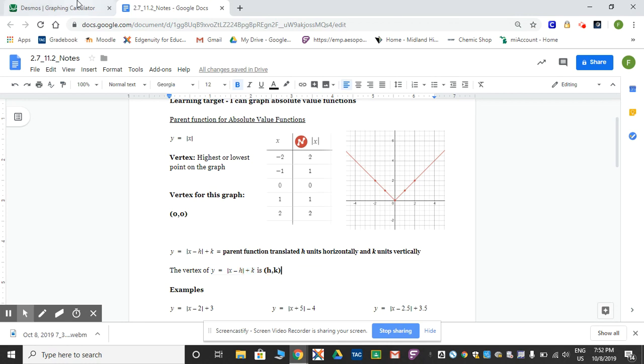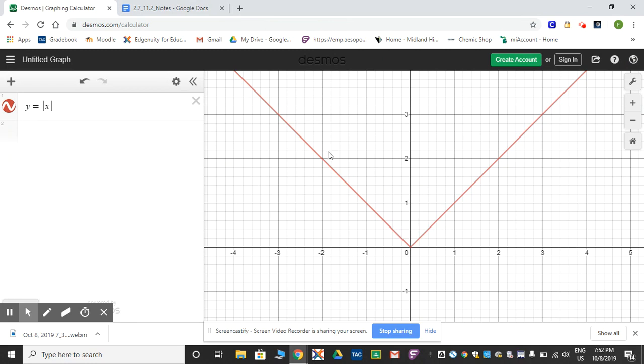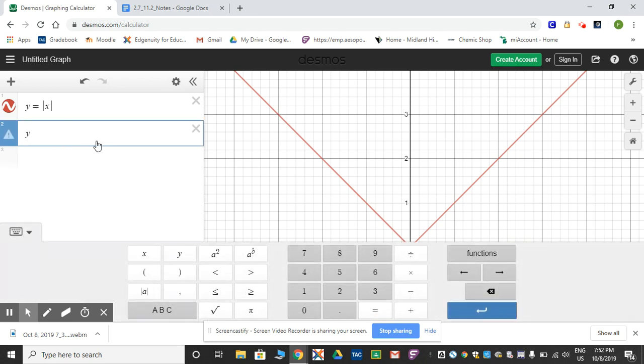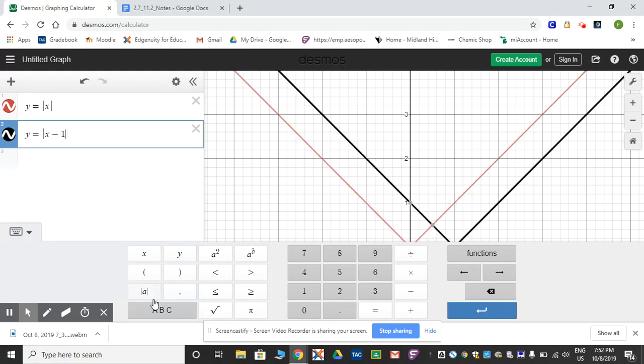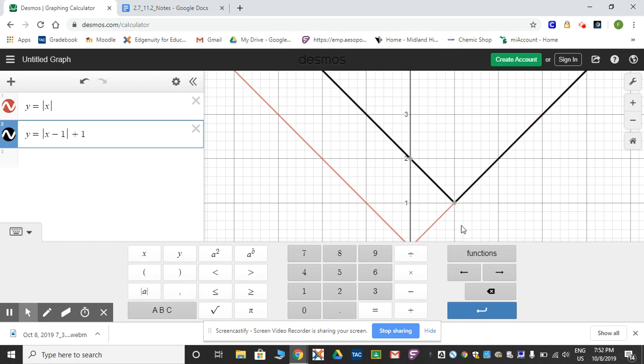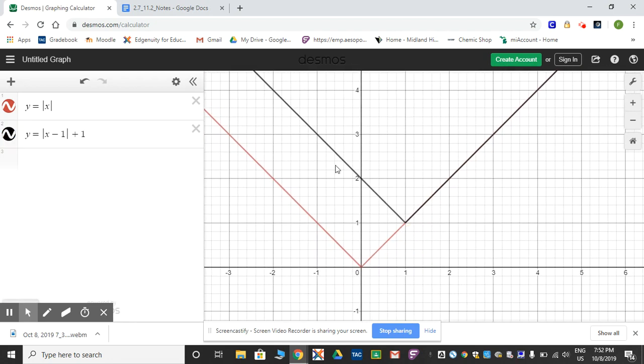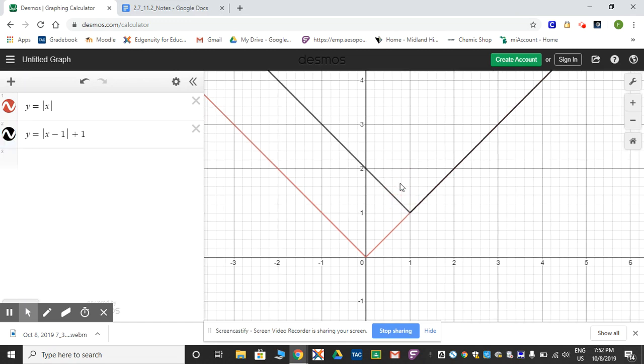I'll show you both. Over here I have my parent function, and now I want to add a second function. Let's say y equals the absolute value of x minus 1, close the bracket, plus 1. So I have the same function, except I shifted right 1 and up 1. So my new vertex is at 1, comma 1.